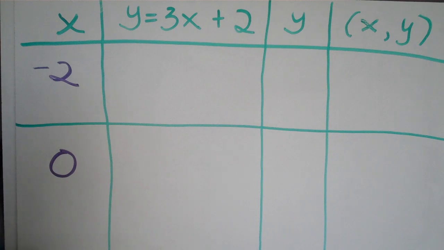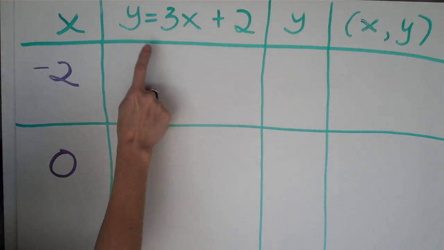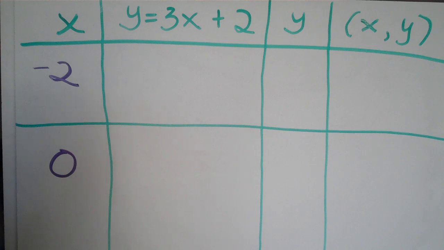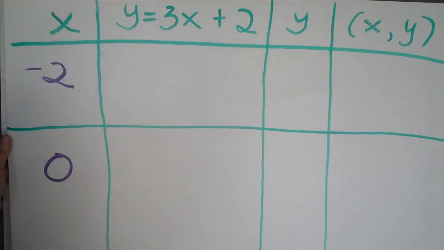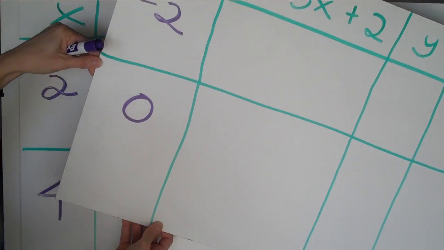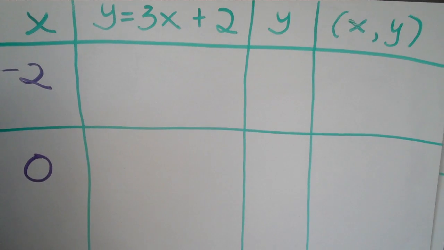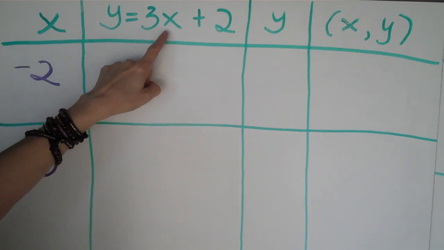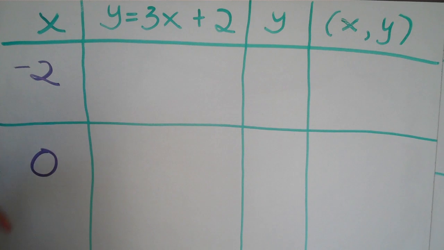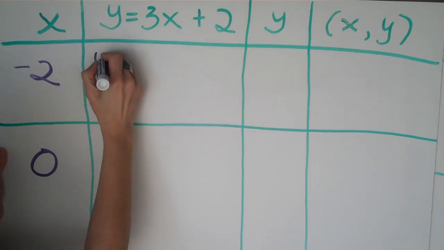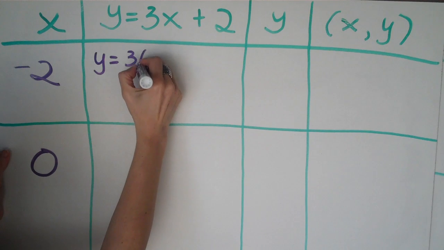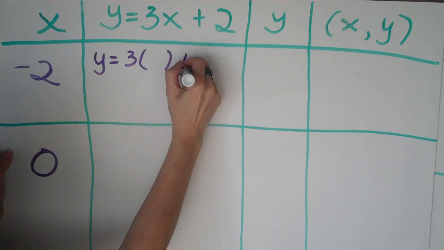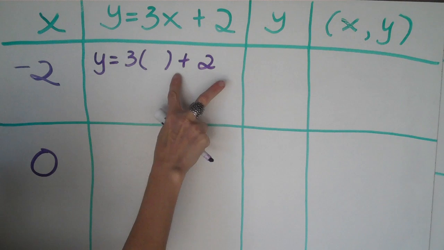In the first example, we have the equation y equals 3x plus 2. For all of these examples, we're going to choose the x's -2, 0, +2, and 4. Okay? So let's do -2 first. All you need to do here is basically substitute. Wherever you see an x, you're going to plug in this x value. So basically it's going to be y equals 3 times your x plus 2. That's the basic framework for every x that you choose.